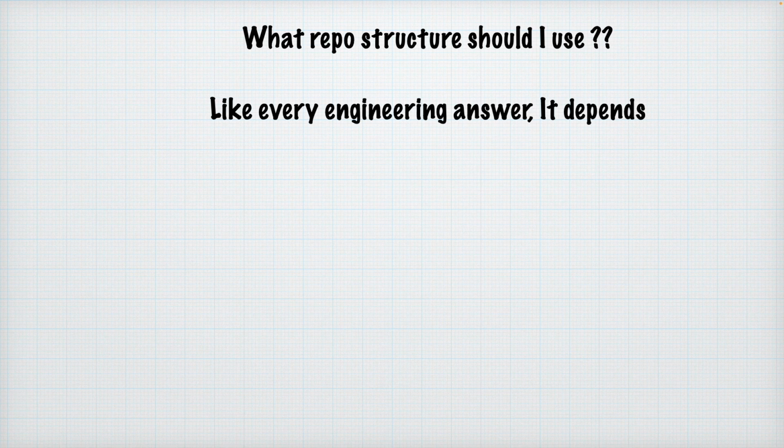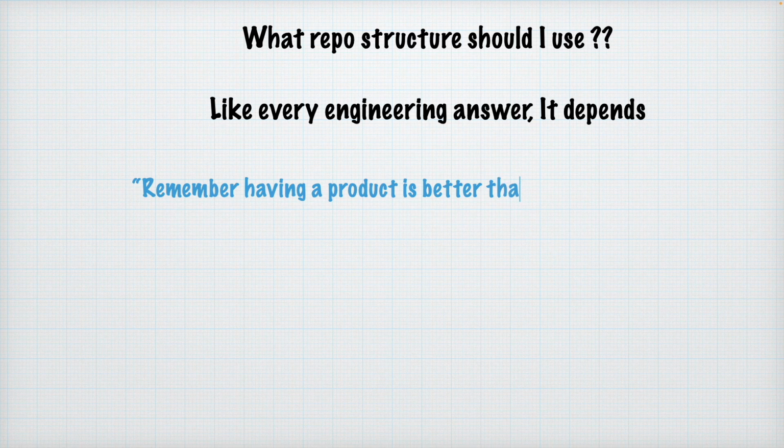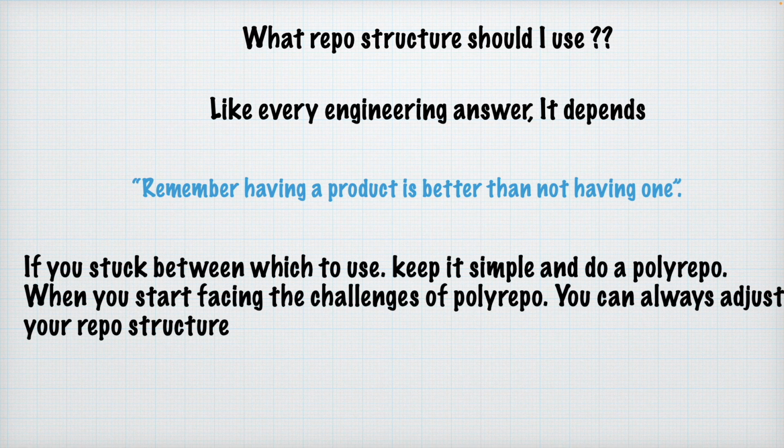And just in case you're still confused as to whether to use Monorepo or Polyrepo, remember that having a product is better than not having a product. More importantly, you want to focus on having a product in place and then building from there, right? Monorepo helps you to be productive as your code base grows, as your team grows. So it's very important to have a product rather than not having a product at all. And if you're stuck between which to use, just keep it simple. Do Polyrepo for now, and as you grow, you begin to see those challenges that we talked about in the earlier slides, and then you can begin to adopt Monorepo into your code base.